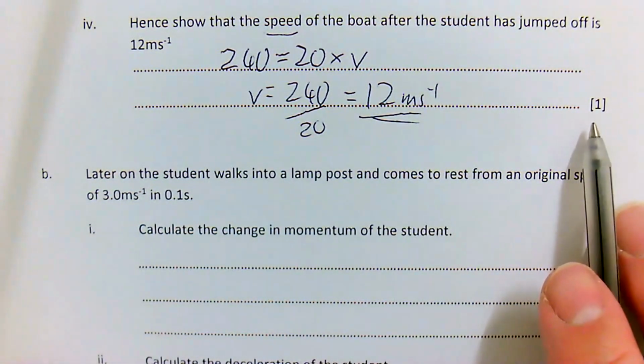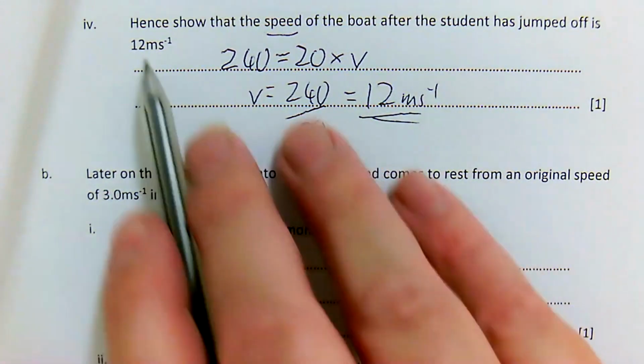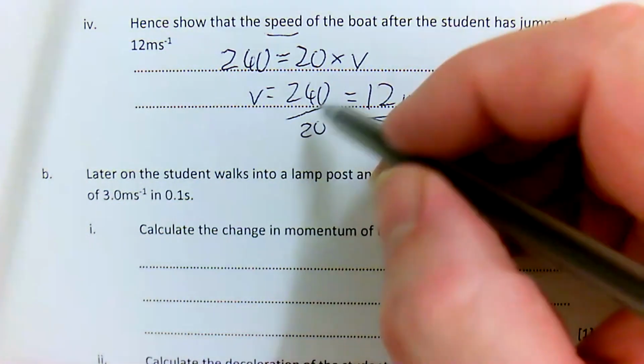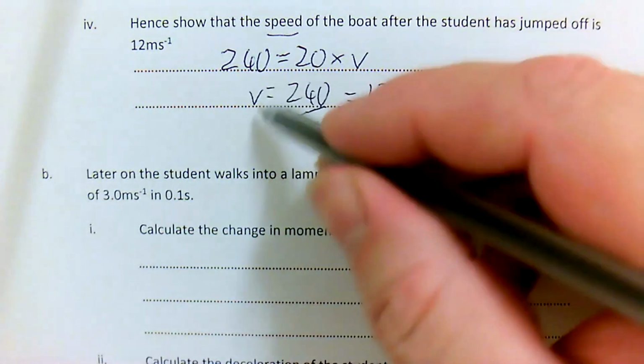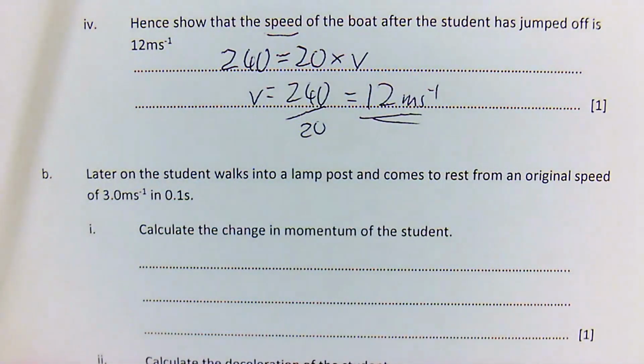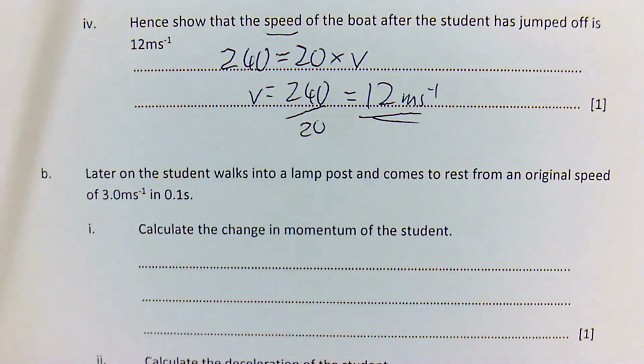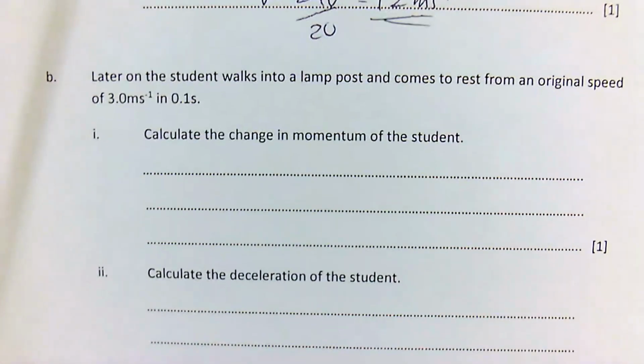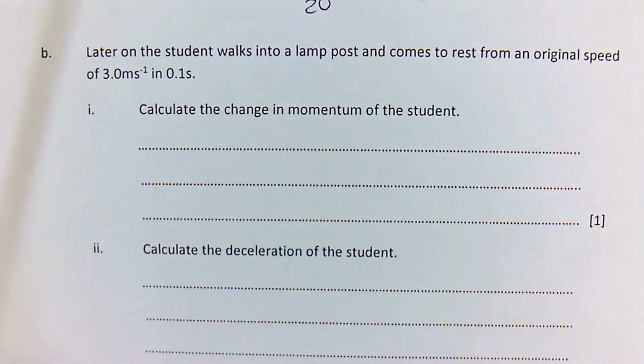Again, 1 mark, not for that bit because that's already stated. It's really for this bit here. That's what you get the mark for, using the formula. It then says later on the student walks into a lamppost. So they're very unfortunate. First of all, they fell out of a boat, now they've walked into a lamppost. And it comes to rest from an original speed of 3 meters per second in 1 second.